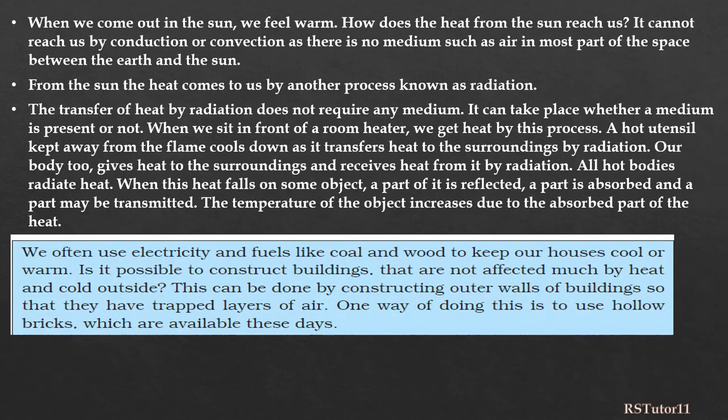When we come out in the sun, we feel warm. How does the heat from the sun reach us? It does not transfer by any medium. It is through radiation, UV radiations. Basically, females or some males also use sunscreen, SPF. It cannot reach us by conduction or convection, as there is no medium such as air in most part of the space between the earth and the sun.